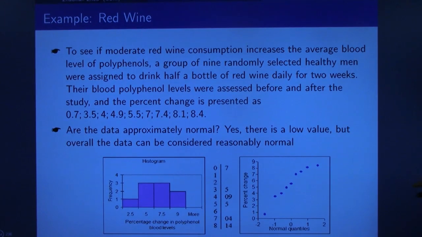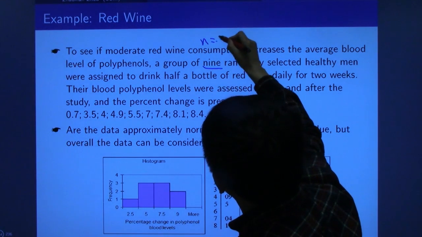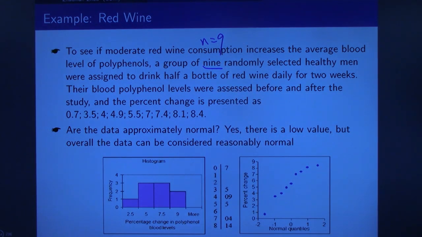Alright, so here we are going to use one example to show in detail how to calculate this kind of problem. The example, red wine. To see if moderate red wine consumption increases the average blood level of polyphenols, a group of 9, so n equals 9, randomly selected healthy men were assigned to drink half of a bottle of red wine daily for 2 weeks. Their blood polyphenol levels were assessed before and after the study.